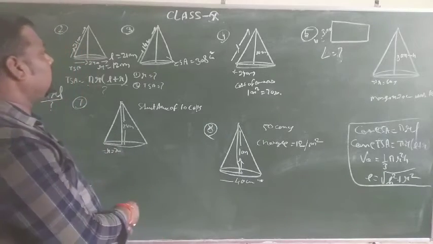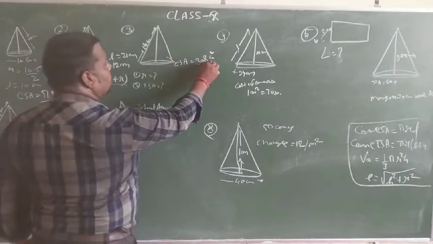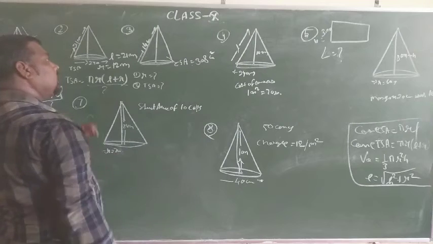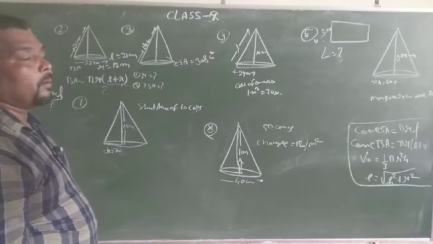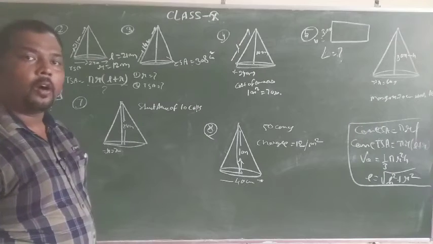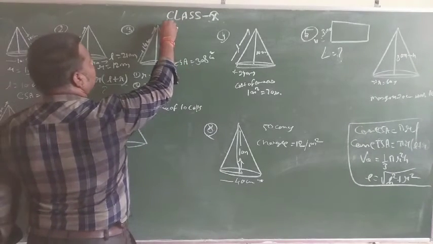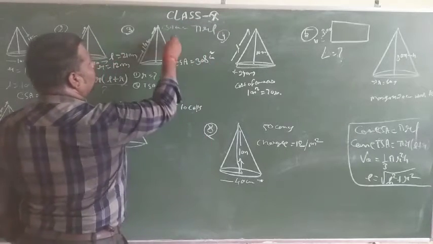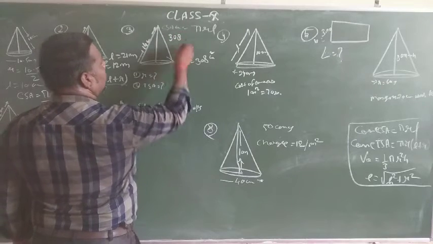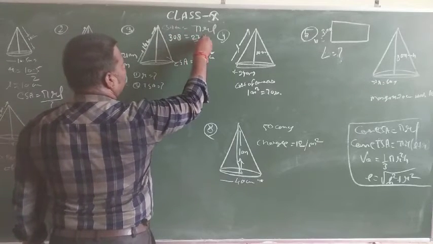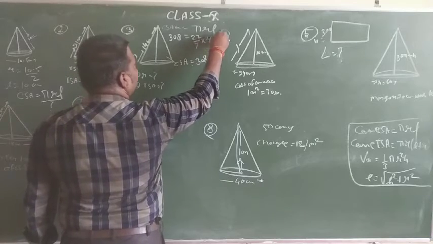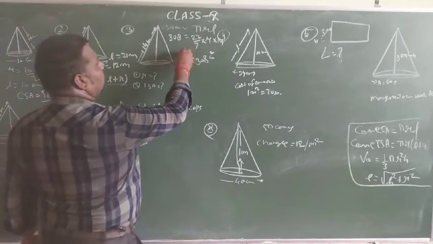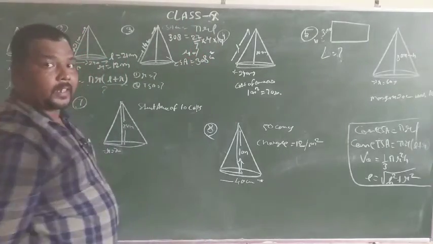Okay. Now in question number 3, students, the CSA, curved surface area, is given as 308 and the slant height is 14. So at first, by utilizing the CSA formula, you find the value of radius. CSA of cone equals pi r L. You know that CSA is 308, the value of pi is 22 by 7, radius is not known, and slant height is given as 14. So substitute these values and find the value of r after the calculation.